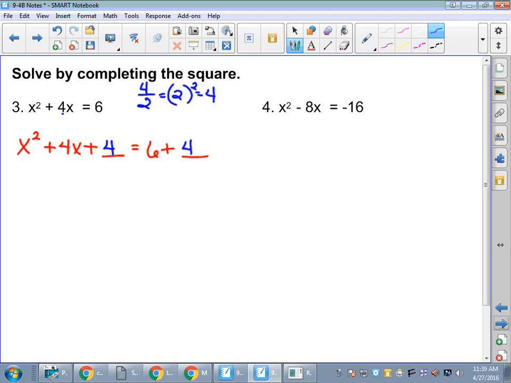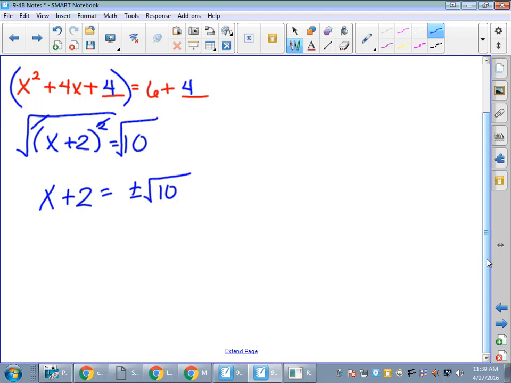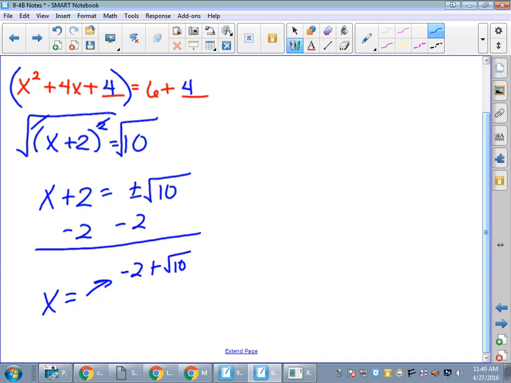So when I add 4 to both sides, I end up getting a perfect square trinomial. What multiplies to give me 4 and adds to give me 4, x plus 2 squared is equal to 10. Take the square root of both sides. The square and the square root cancel. X plus 2 is equal to positive and negative square root of 10. I'll leave it as a square root right now. I'm going to subtract 2 from both sides, and now I'm ready to write it down. So I have negative 2 plus the root of 10 and negative 2 minus root 10.